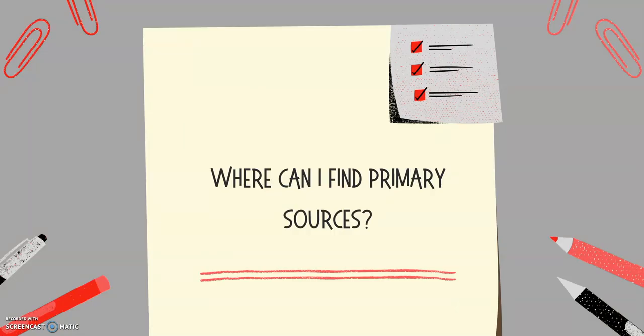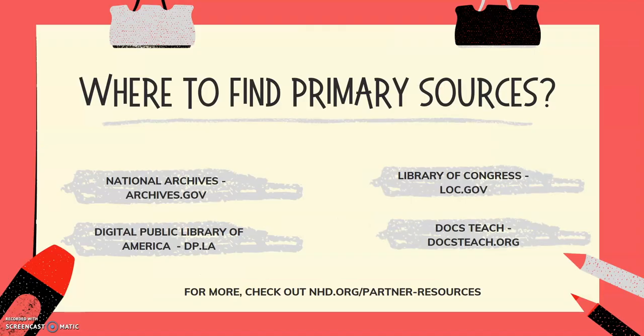Right, so now that we know some examples of what primary sources are and we have an idea of what we're looking for, where can we find primary sources? Here are just a couple of places to start. There are many places that you can start, and NHD partners with a ton of different organizations to help showcase all of the different archives and collections out there that contain primary sources for a ton of different NHD topics.